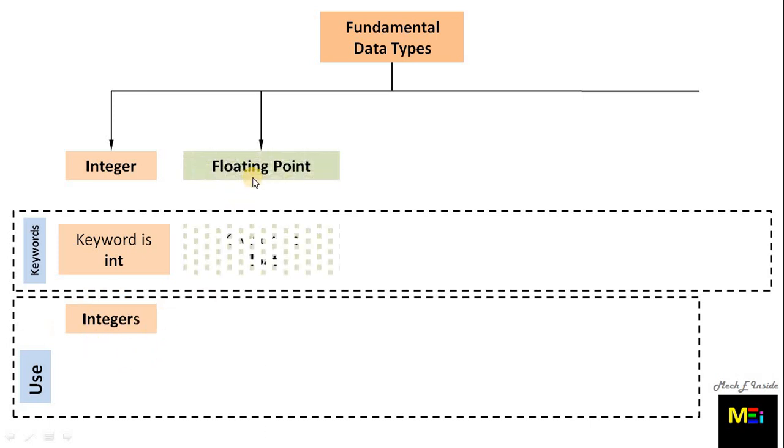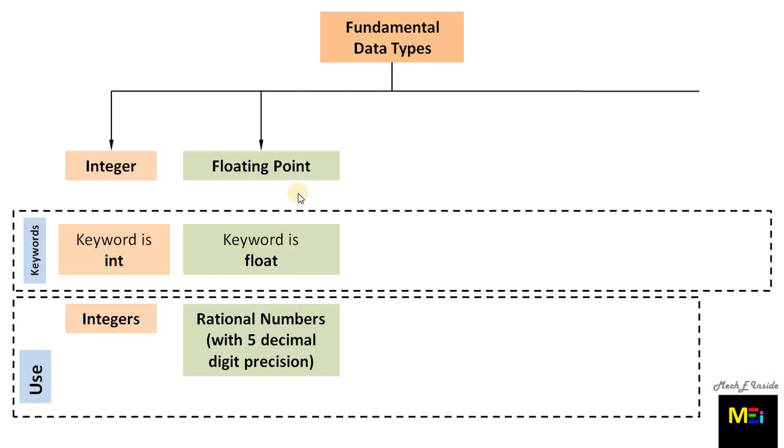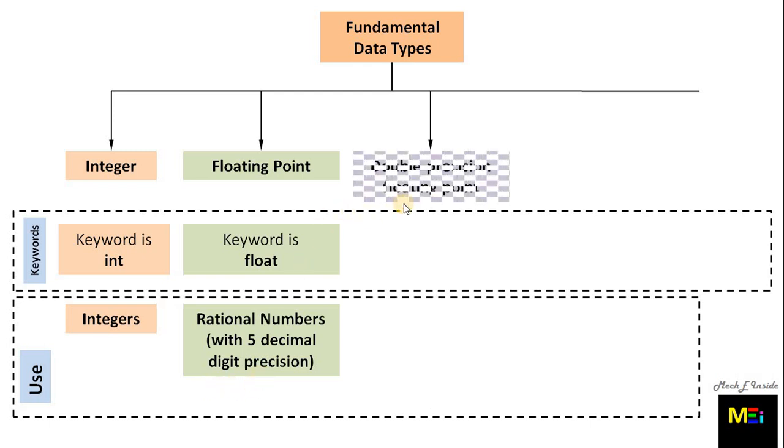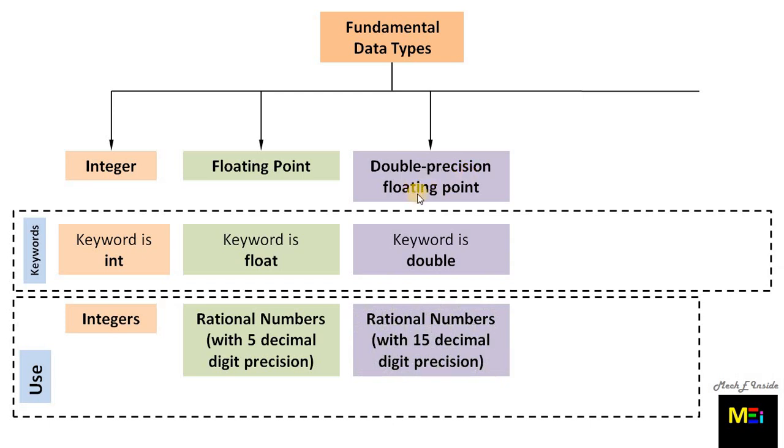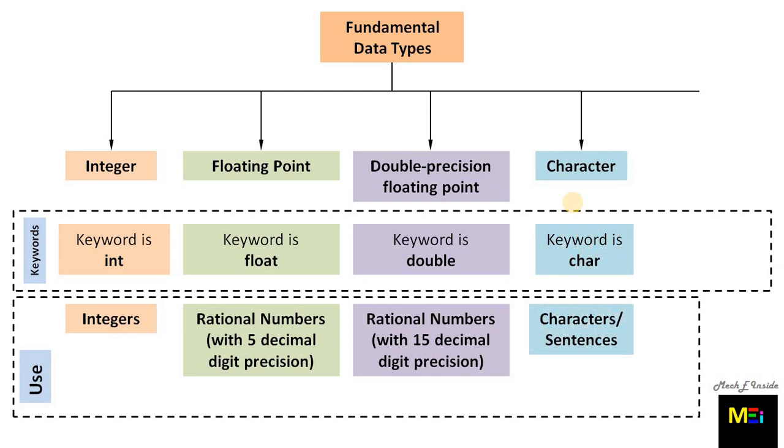Then next is floating point. The keyword for using this data type is float. It is used for rational numbers with 5 decimal digit precision. The next is double precision floating point. The keyword is double in lowercase, and it is used for rational numbers with 15 decimal digit precision. Next is character. The keyword is char, in lowercase, used for characters and sentences.